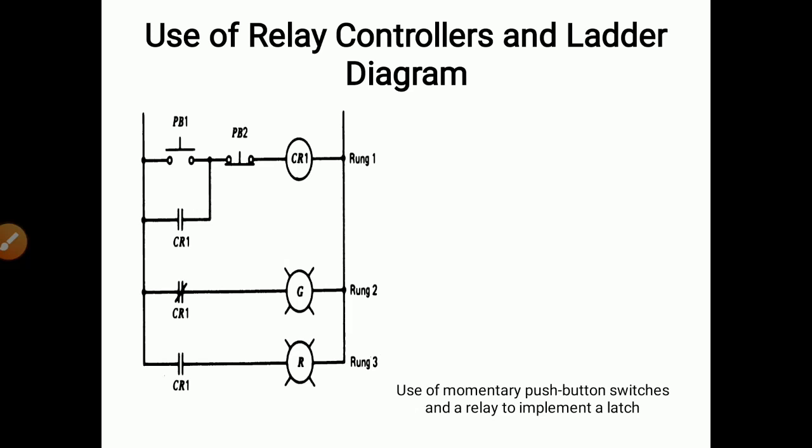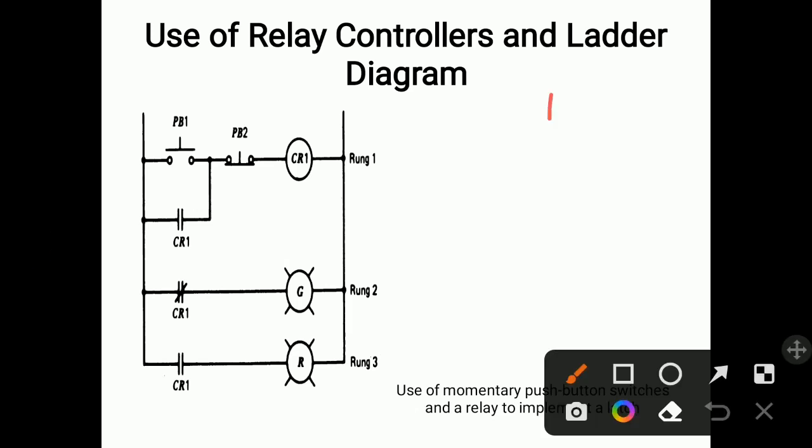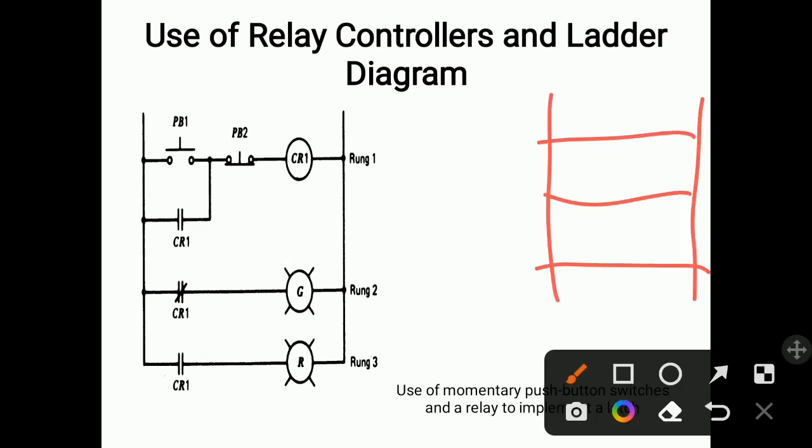So what does ladder mean? There are two vertical lines and some horizontal lines in between them. So a ladder is usually denoted like this. This is called a ladder, and the same type of programming is done in ladder PLCs. These horizontal lines are called rungs. So these are rung 1, rung 2, rung 3. Horizontal lines are called rungs and vertical lines are called supply lines. Here supply is given plus minus, so these are called supply lines.